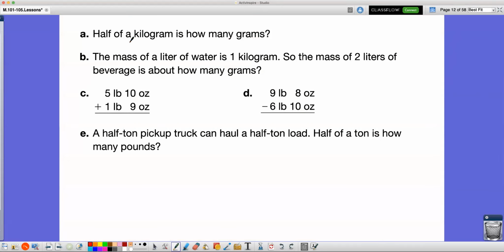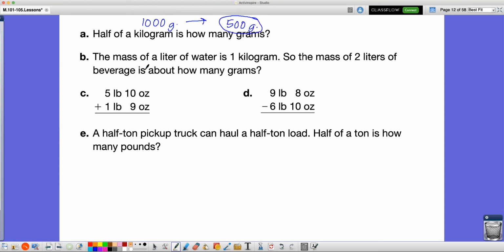If you have a half a kilogram, how many grams is that? In this case, you need to know how much is 1 kilogram. Well, 1 kilogram equals 1,000 grams. And if we've got half of a kilogram, well, I hope that you know what half of 1,000 is. That would equal 500 grams for the final answer on that one.